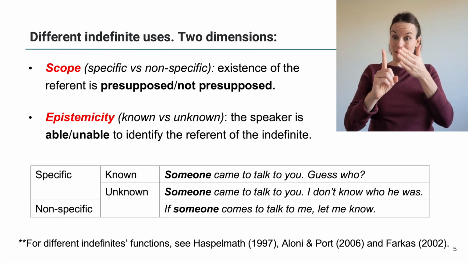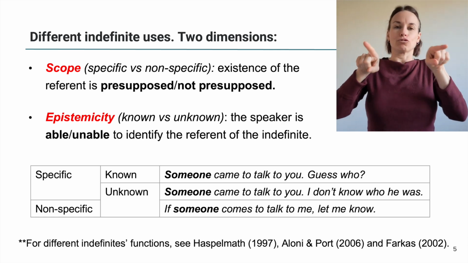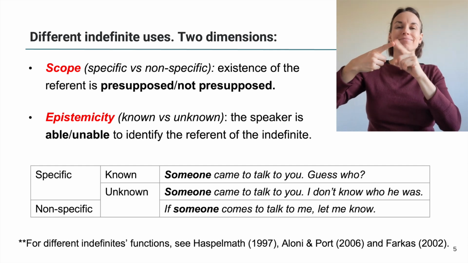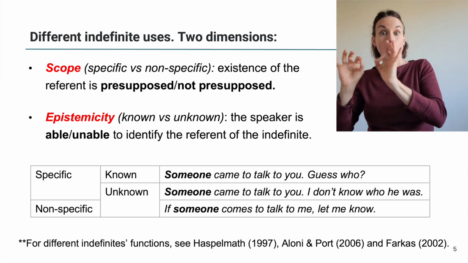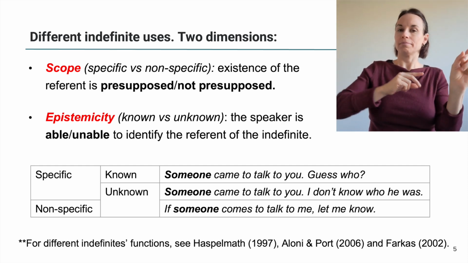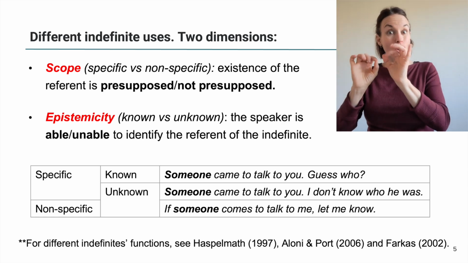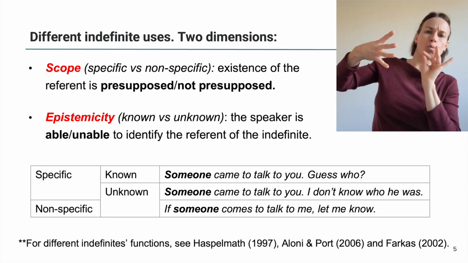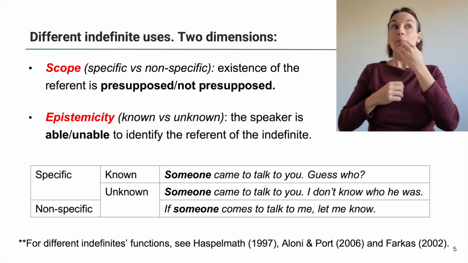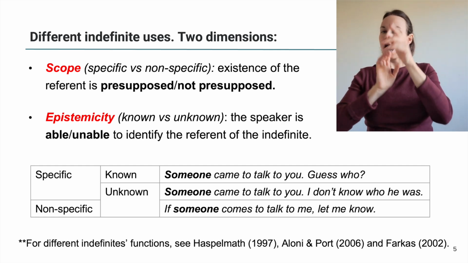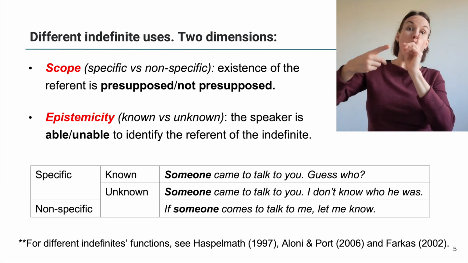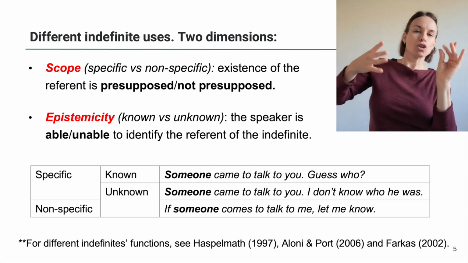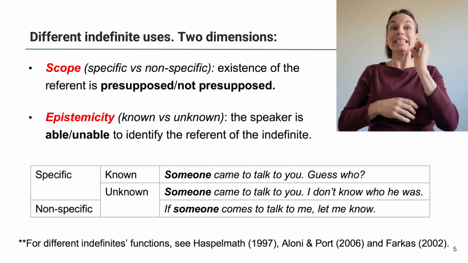When it comes to indefinite uses, we can consider two different dimensions, one of which is scope, which distinguishes specific versus non-specific uses of indefinites. In the specific uses, the existence of the referent is presupposed. We find an example in the slide in the sentence, someone came to talk to you. By contrast, in non-specific uses, the existence of the referent is not presupposed. An example of which could be, if someone comes to talk to me, let me know.